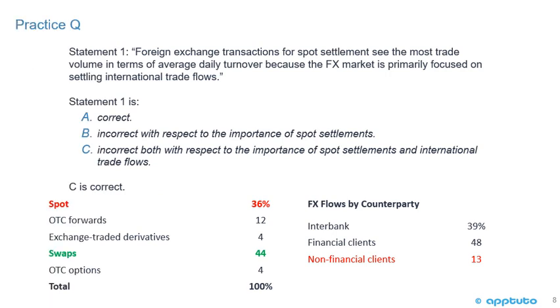You can see that C is correct. Foreign exchange transactions for spot settlements see the most trade? No, that's incorrect. We could see from that little graphic earlier in the slides, and it is in the text, that swaps is the largest market. So it's not correct. But then with regards to the second point, it says the FX market is primarily focused on settling international trade flows. No, that's not correct either. Non-financial clients is a small part. It's the financial clients and interbank that make up the primary focus. So again, the importance of memorizing a lot of the little factoids within the text.